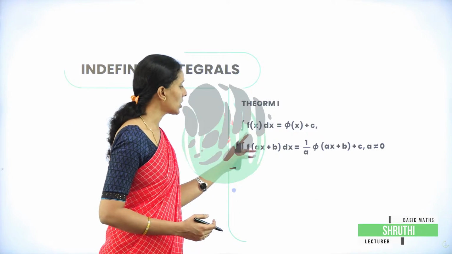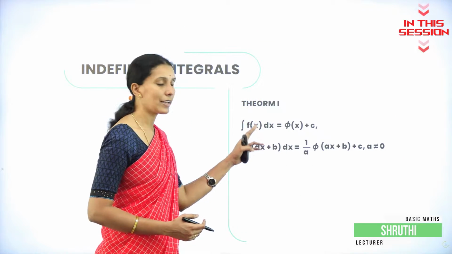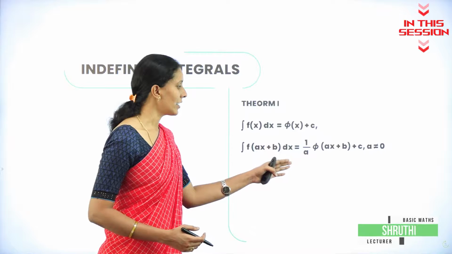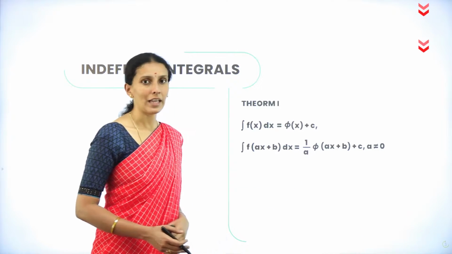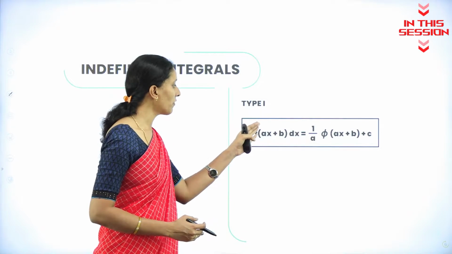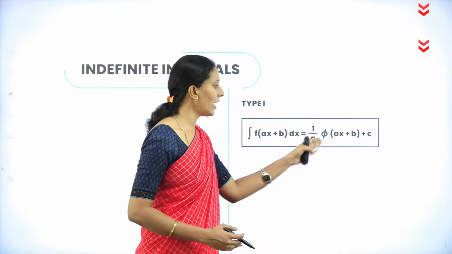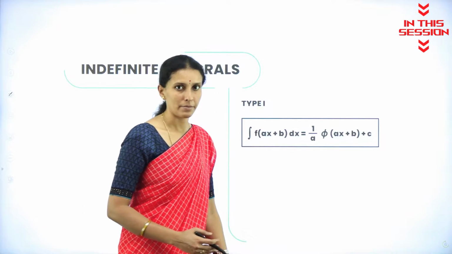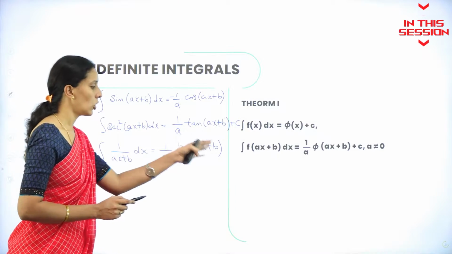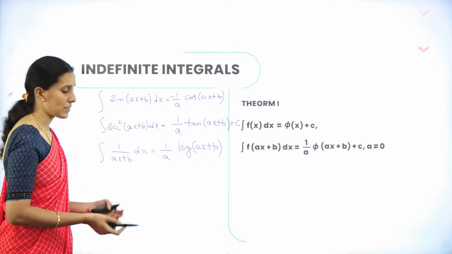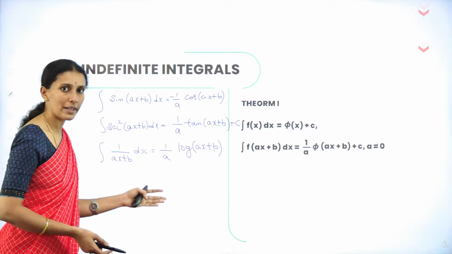Suppose any function is in this form f of ax plus b, then we can write it as 1 by a phi ax plus b. The integral of f of ax plus b dx can be written as 1 by a phi ax plus b plus c. 1 by x is nothing but log x. We have ax plus b, so we write it as 1 by a log x.